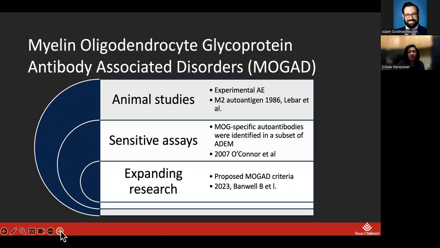Starting a bit on the history, MOG has been known to us for a very long time in terms of animal studies, where this 1986 paper talked about the M2 autoantigen when they did experimental studies in animals for allergic and autoimmune encephalitis. Then in 2007, MOG-specific autoautoantibodies were identified in a subset of ADEM. And then there's been a lot of literature. Very recently, specific criteria have been proposed for diagnosing and defining MOG, and that too in 2023, so it's really recent.